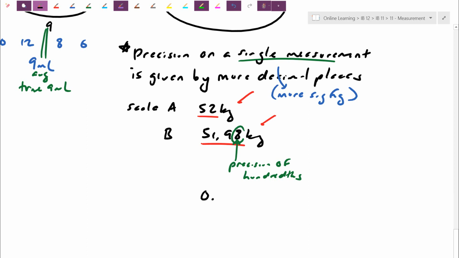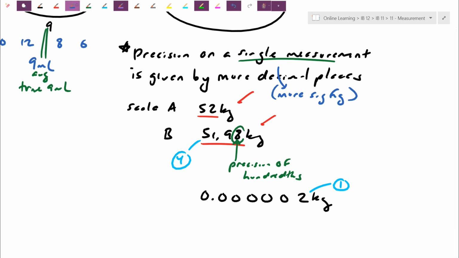Let's say my scale reads 0.000002 kilograms. So it's a really fine-tuned scale here. That's kind of crazy precision that we get there. In this case, if you just use the sig fig argument, you'd say, well, this has 4 sig figs. It should be high precision. This one only has 1 sig fig. Why would that be more precise?